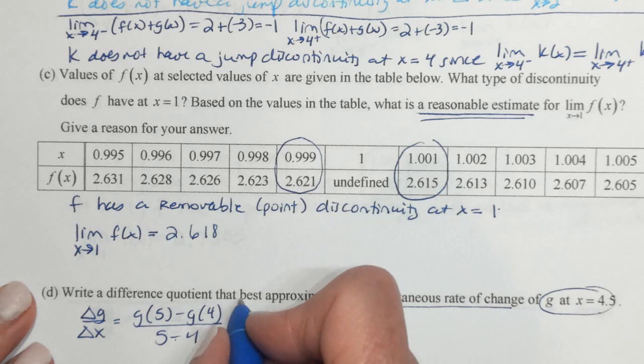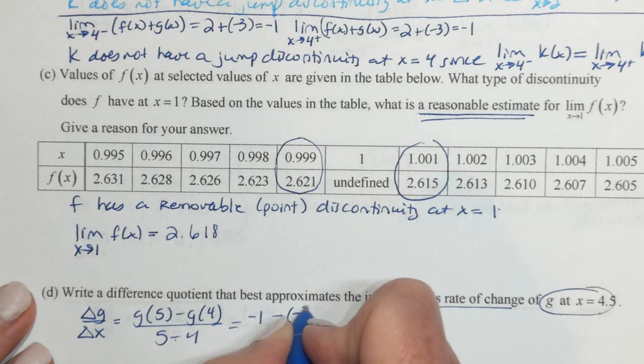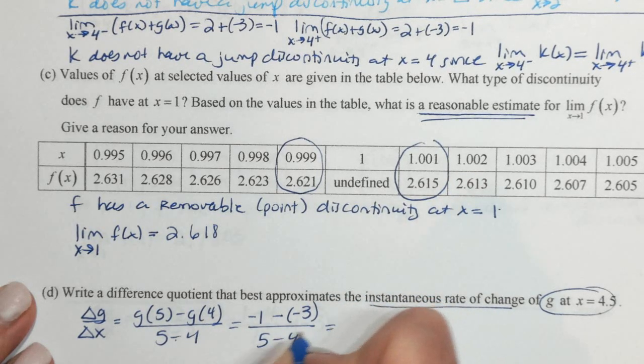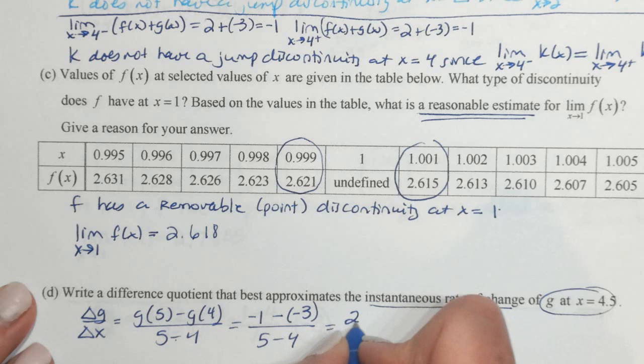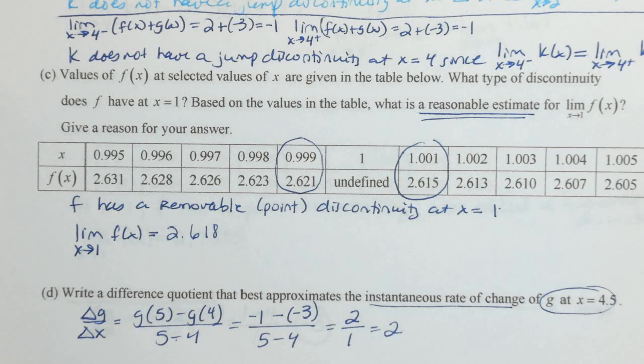Okay, g of 5 is -1, g of 4 is -3, over 5 minus 4 here. So that is -1 plus 3 is 2. So that instantaneous rate of change is 2. And we did number 10 in the notes. So if you need that one again, you can go back and look at the notes for that.